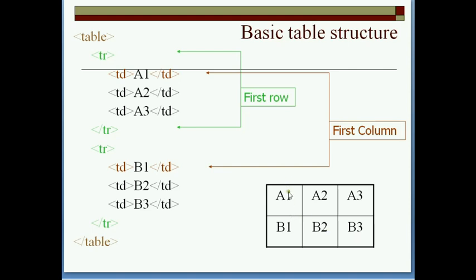Therefore, the very first column is this table data and this table data. The second one is this and this, and the third one is this and this. So there is a row over here. This is the first row as noted here, and this element and this element is the first column with the rest of them following.